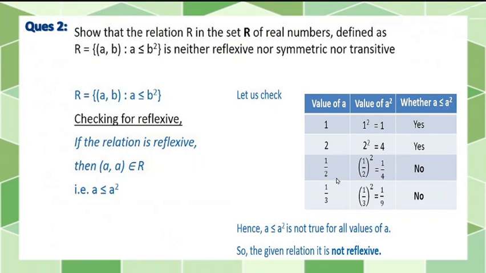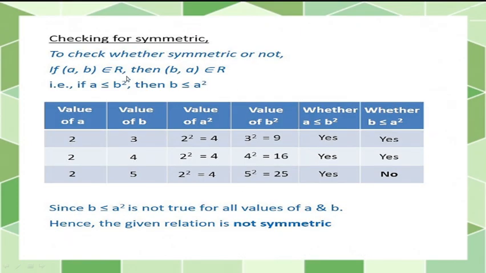But what if we talk about fractions? 1 by 2 is less than or equal to 1 by 4. This is not true. So it means this is not reflexive for all the real numbers. Now let's check symmetric by taking some values. Here, if this is true, A is less than or equal to B square, then B is less than or equal to A square should also be true.